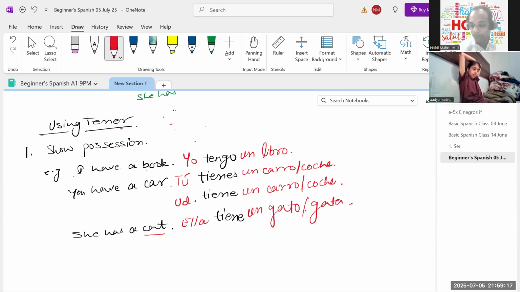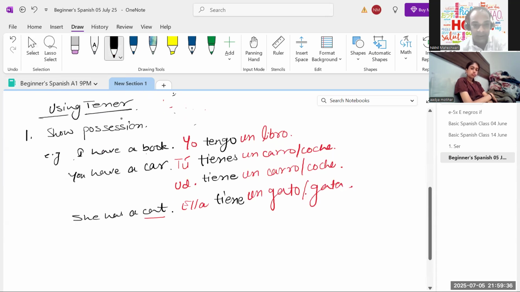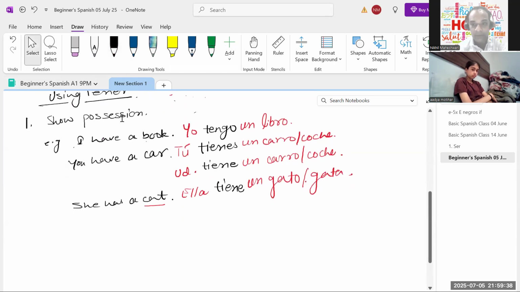Any confusions with that? Is that clear? Any questions? Okay. So it was the first usage of the verb tener. Now let's see what is the second usage. Are you noting them down?